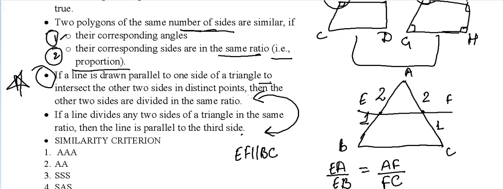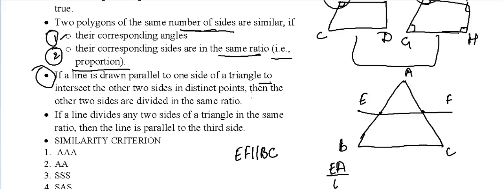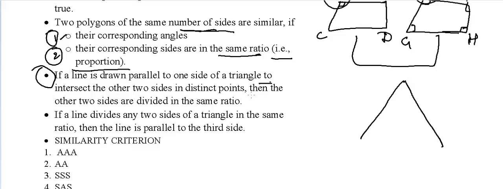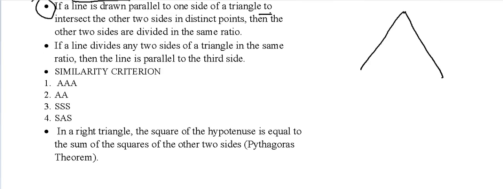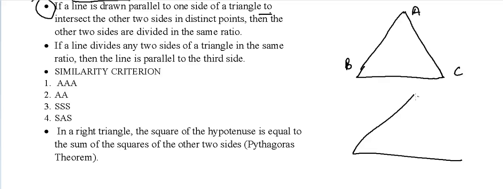Now let us move forward and understand the criteria for similarity. What are the different criteria we have for the similarity of triangles? Let us draw a triangle here. Let this triangle be ABC. We know that for similarity the shape should be the same. The other triangle is DEF.